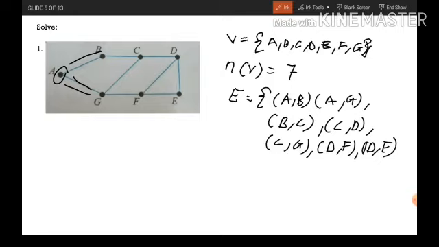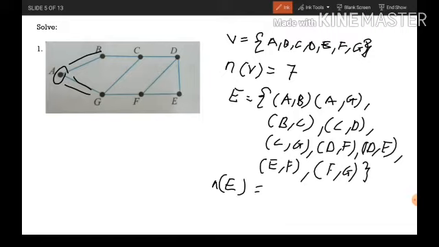Next we look at E. E to F and then F. F to G and then G. For G, there's already C and G and A to G. So enough. Now count how many edges there are. 1, 2, 3, 4, 5, 6, 7, 8, and 9. So there are 9 edges.